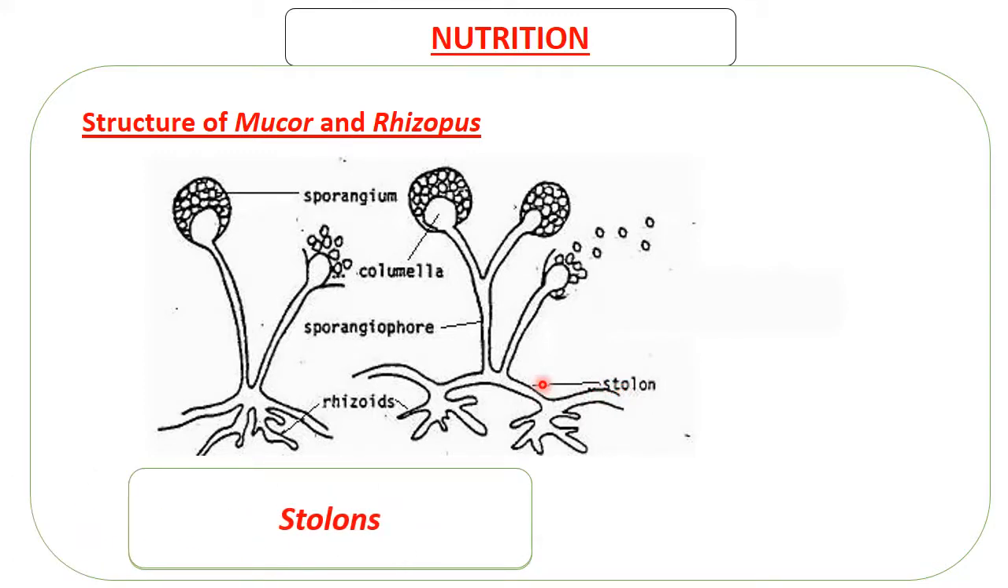So horizontal hyphae are called stolons. The other types of hyphae are these ones which are like roots, which go deep down. These root-like hyphae are called rhizoids. Then we also have these ones which go up, but the direction doesn't matter.